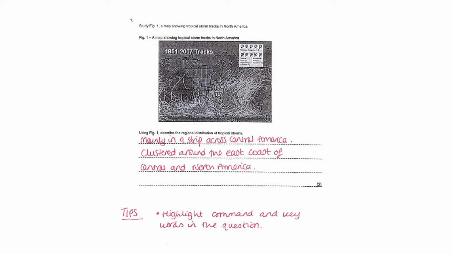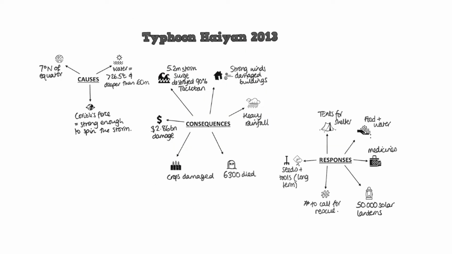So here we've got describing the distribution of the tropical storms. So we're talking about across Central America, clustered around the east coast of Central and North America. You need your named examples. So your named example of a weather hazard outside of the UK is Typhoon Haiyan in 2013. And remember, they can ask you specifically about the causes, the consequences, or the responses. You need to know the difference between the three so you get your answer correct.